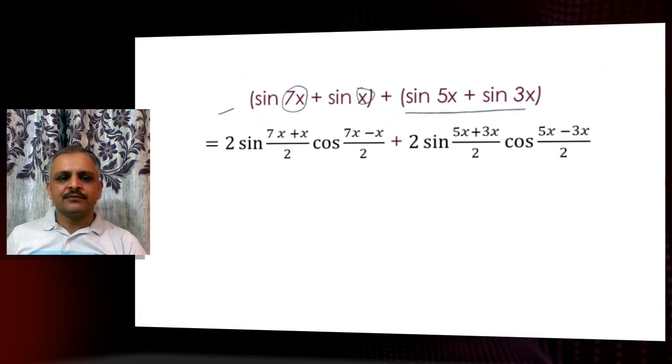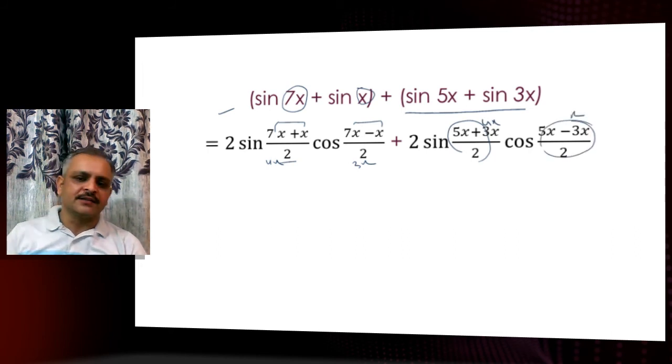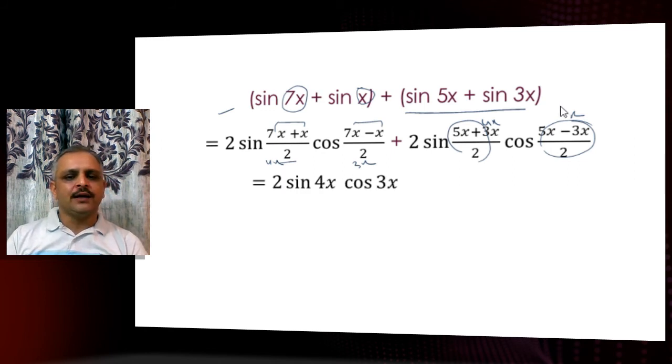And let's simplify them. 7x plus x will become 8x. 8x by 2 will become 4x. 7x minus x will become 6x. 6x by 2 will be 3x. This is again 8x, and 8x by 2 will be 4x, and (5x minus 3x) by 2 will become x. So let's write it: 2 sine 4x cos 3x plus 2 sine 4x cos x.